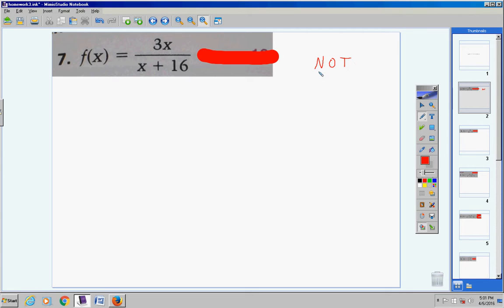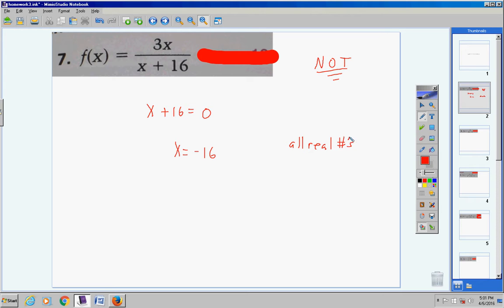Not be, and then we can go from there, okay? So, take the denominator, set it equal to 0 and solve, because remember, a denominator can never equal 0. Bring the 16 over and make it negative, and there we go. Negative 16, if you put that in for x, makes the denominator become what? 0.